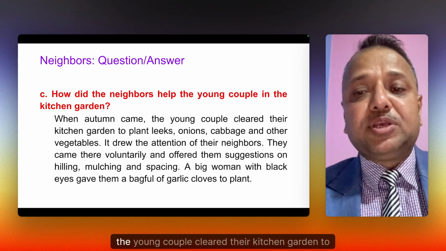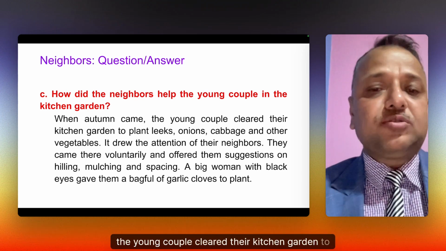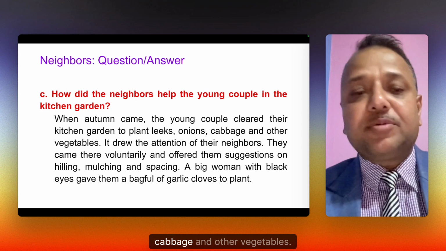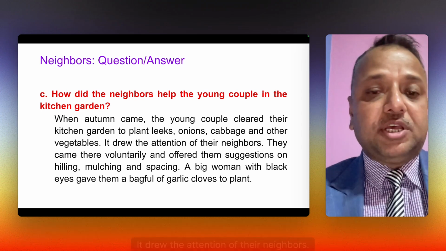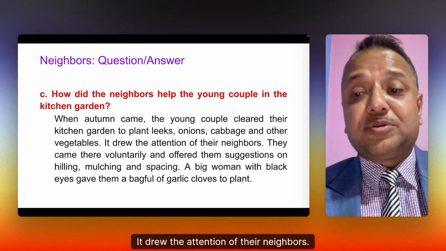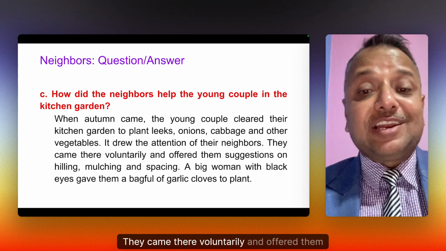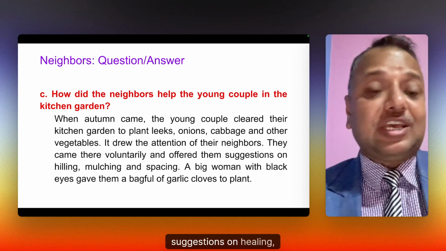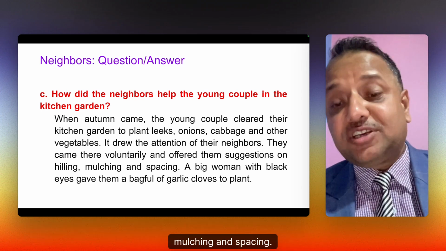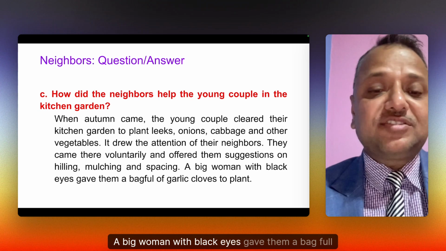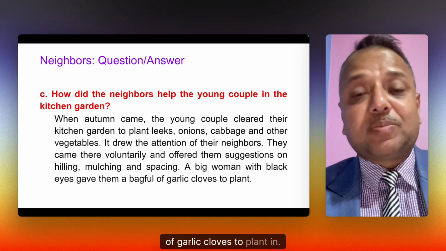When autumn came, the young couple cleared their kitchen garden to plant leeks, onions, cabbage, and other vegetables. It drew the attention of their neighbors. They came there voluntarily and offered them suggestions on heaping, mulching, and spacing. A big woman with black eyes gave them a bag full of garlic cloves to plant.